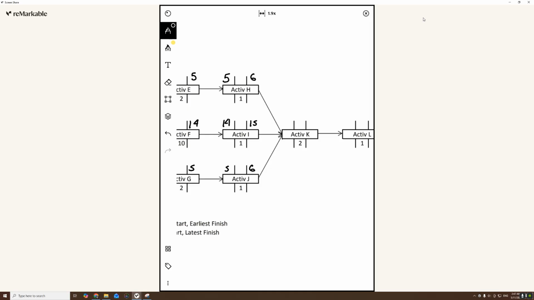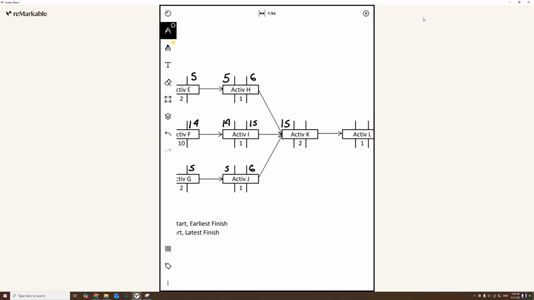And if you ever get confused here, ask yourself what happens. You can start with the lower number. So let's say on day 6, what happens? Okay, by day 6, activity H is completed. Activity J is completed. But activity I is not yet completed. Therefore, activity K cannot start yet. This only happens on the 15th day. So activity K, the earliest we can start it is on day 15.